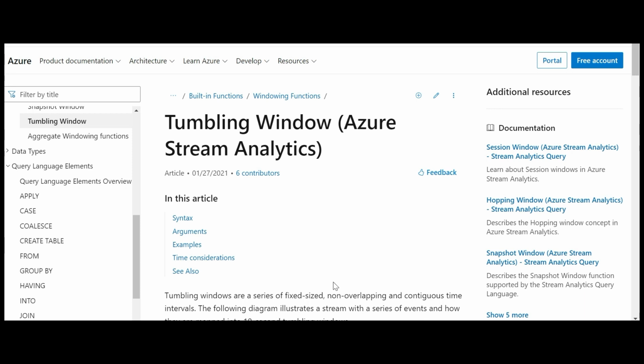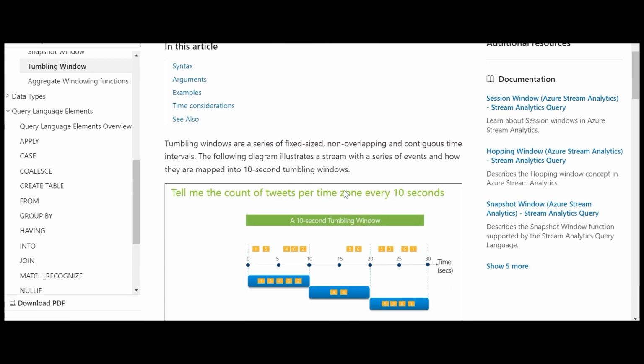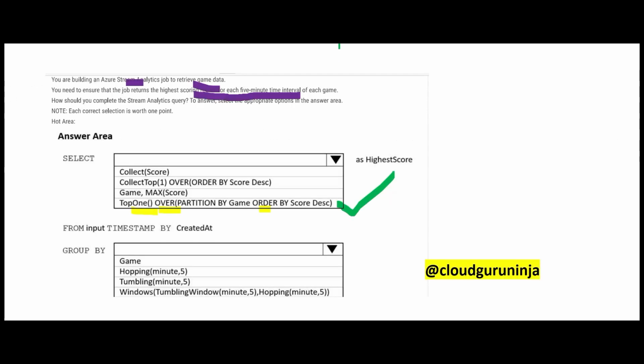And what is this tumbling window? If you see, these windows are a series of fixed size, non-overlapping. In this case, why do we want non-overlapping? Because we only want the person who is ranked first in these 5 minutes. The question says so. It tells you here that they want it for each 5 minute interval of each game. Suppose you consider duplicates from the previous 5 minute interval, then you are in trouble because you are going to give a wrong result.